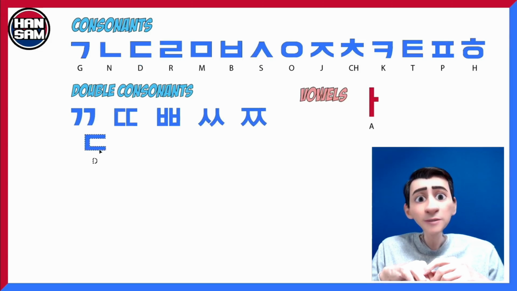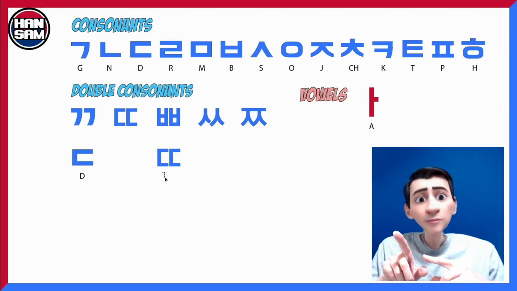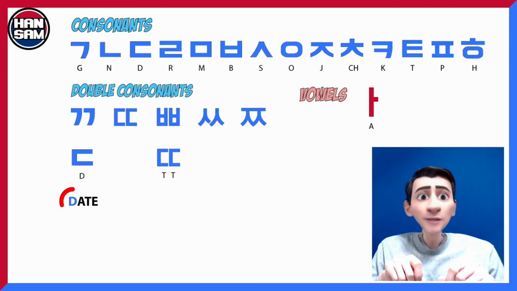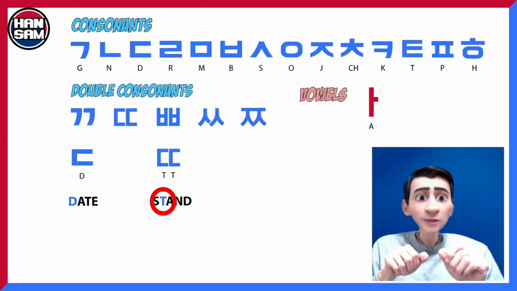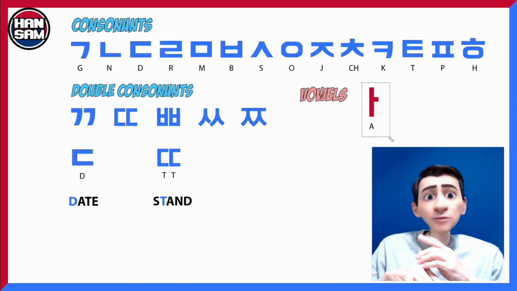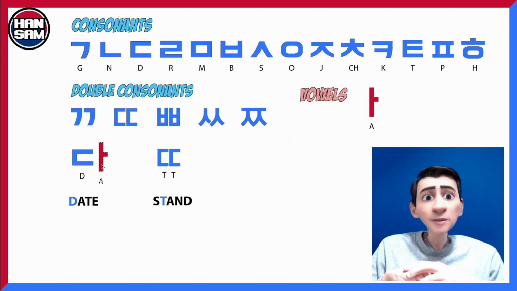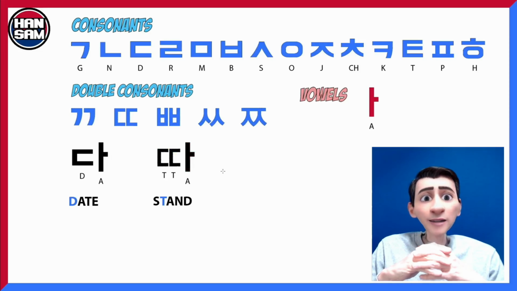Next double consonant is double digeut. Digeut creates a D sound. Compared to that, double digeut creates a stronger D sound. Compare the D sound in date to the D sound in stand. Let's add Korean vowel ㅏ to each consonant so we can define the sound more clearly. D, A, da.